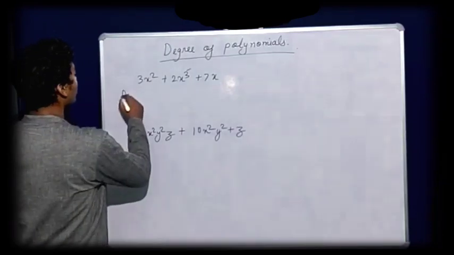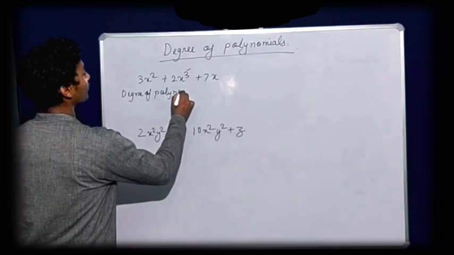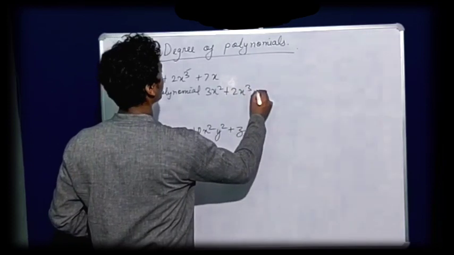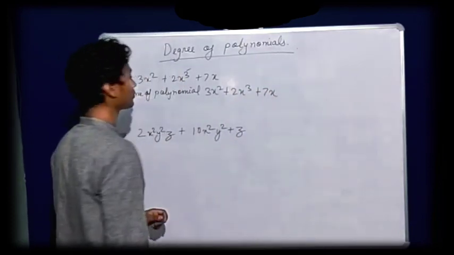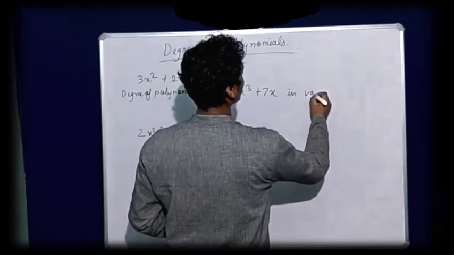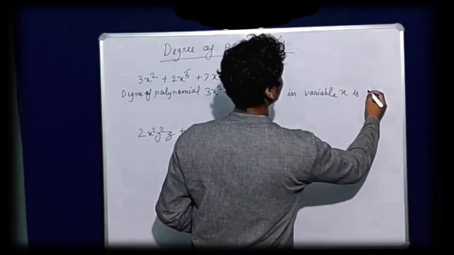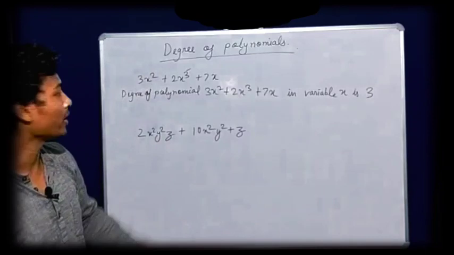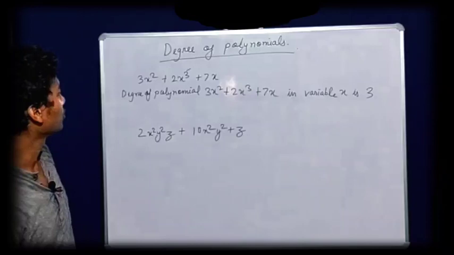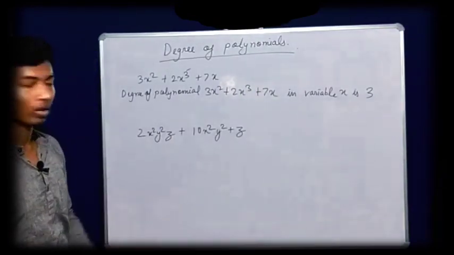So the degree of the polynomial 3x square plus 2x cube plus 7x in variable x is 3. So we have to mention the variable as well. In which variable? Variable x is 3. So the degree of the polynomial is 3. Now let's look at the second polynomial.